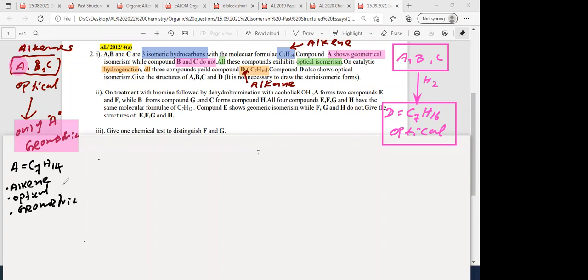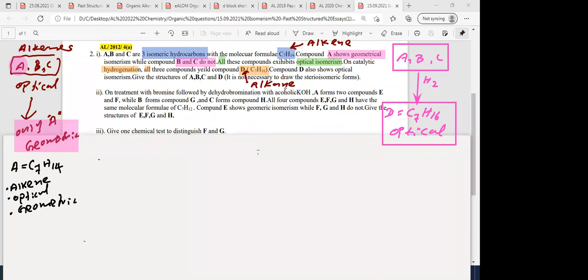Then you can have only one structure because they have not given two boxes for A, only one box. They have given four boxes to write A, B, C, D. Now how to match this A? How to draw the structure of A?